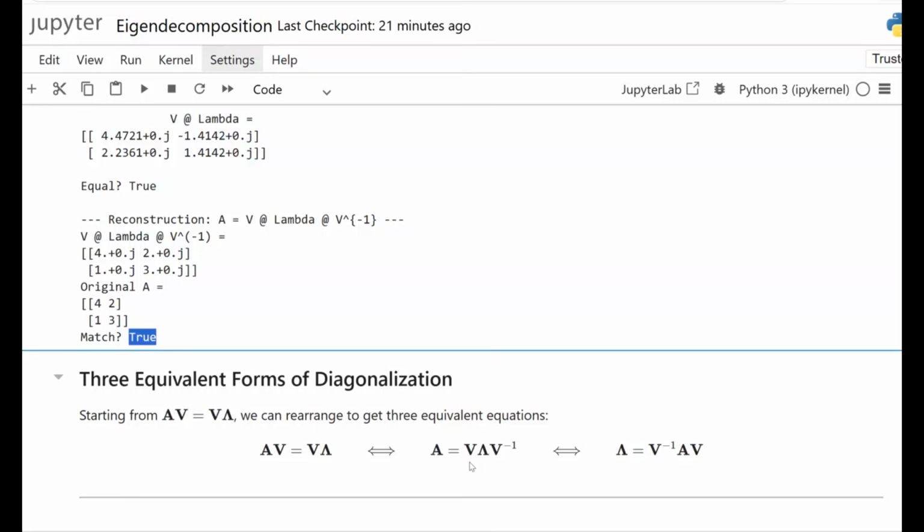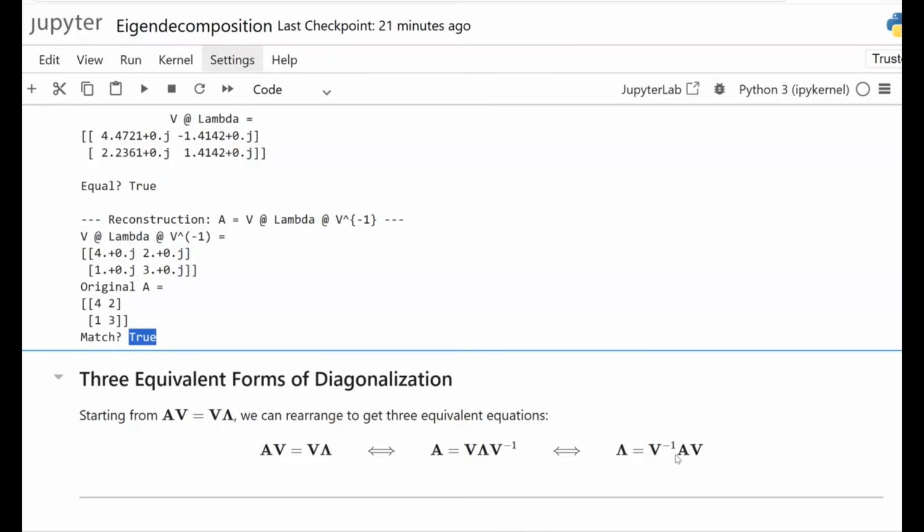This exact form decomposes the matrix into its eigen structure. And the third form shows that A becomes diagonal when we transform it into the eigenvector basis. This is why the process is called diagonalization. The matrix A is dense and complicated in the standard basis, but diagonal and trivial in its eigen basis.